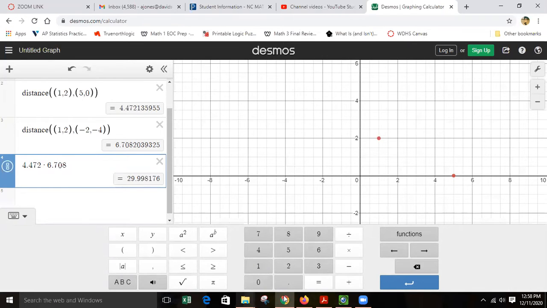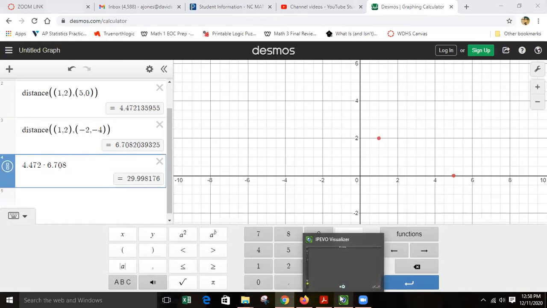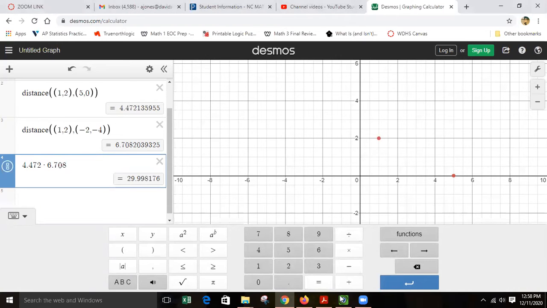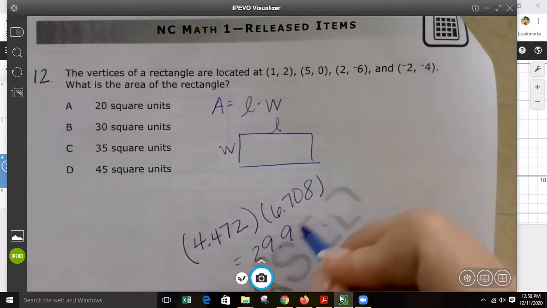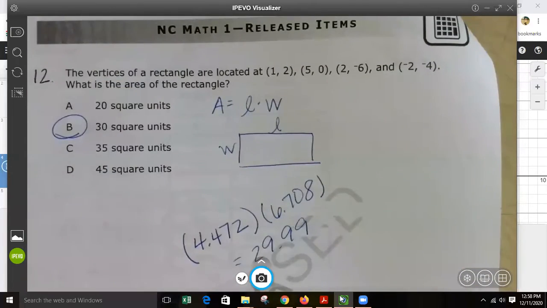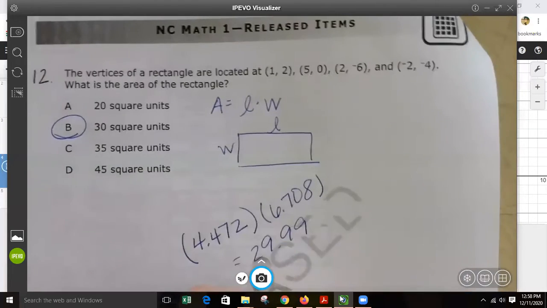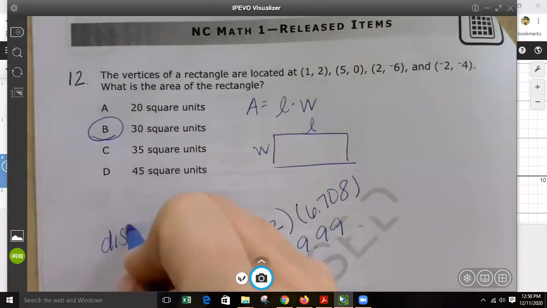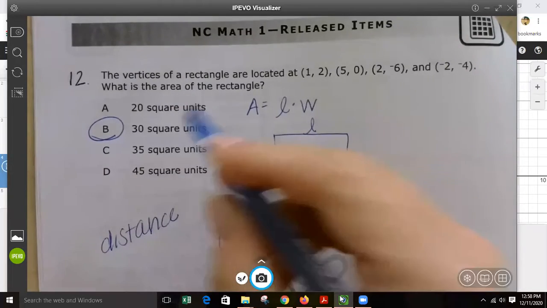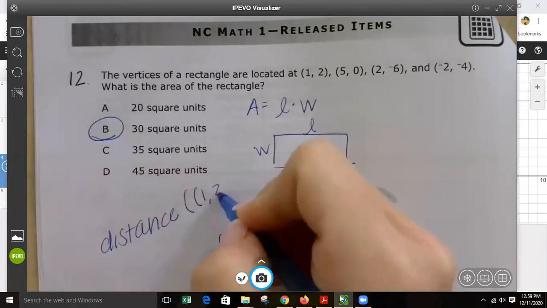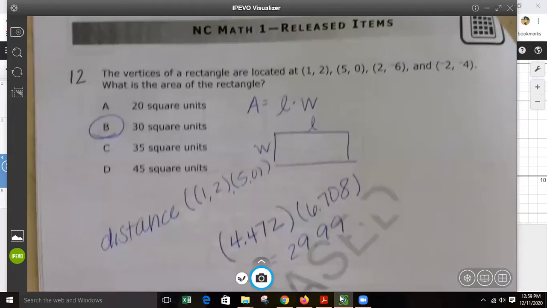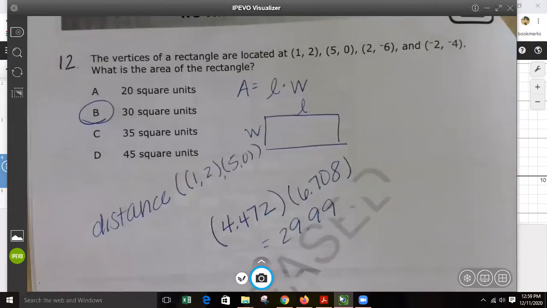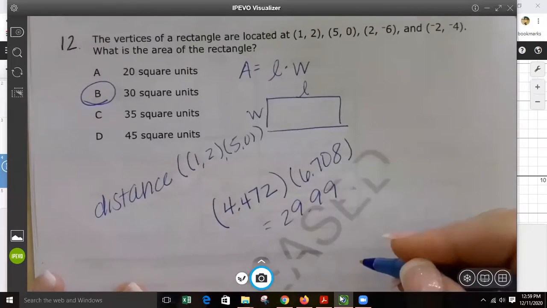Perfect. So we go back to our paper. We got 29.99, which rounds to 30. Very good. So remember that distance, they'll ask you a lot, probably a couple distance questions, and then you put in your coordinates. And then you don't have to worry about actually doing the work, okay? Remember to do distance by hand, you do Pythagorean theorem.